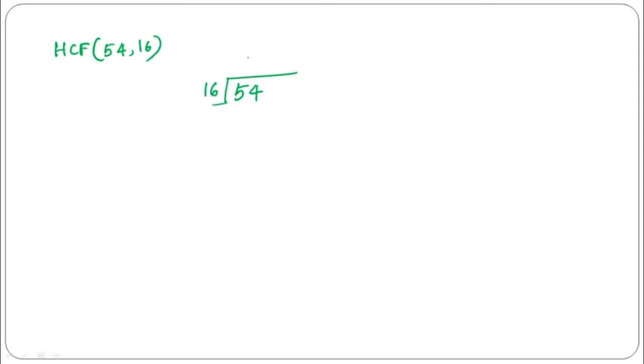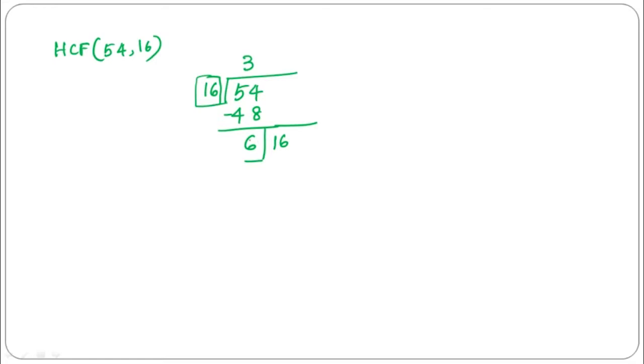Now what will be the quotient here? 16 3s are 48. So 3 will come on top and this will be 48, and 54 minus 48 is equal to 6. I should not stop here. I should continue the division and I should keep doing these steps till I get the remainder as 0. So here I am getting 54 minus 48 is equal to 6. At this point what I do is, I take this divisor of the previous step, right? That will come here, and then that will become the dividend.